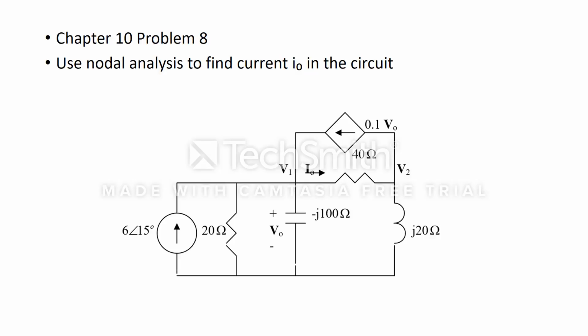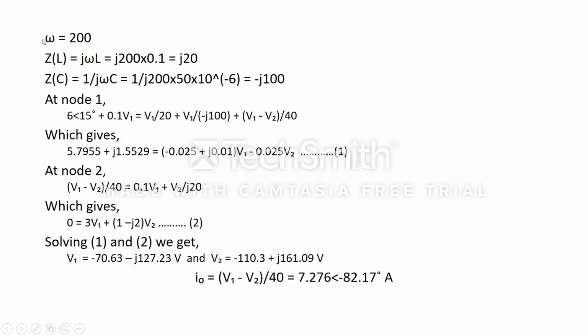Okay, moving on to the solution, where we get omega as 200 from the question, and the impedances, that is the inductive impedance and the capacitive impedance. The inductive impedance is given by j omega L, which is equal to j into 20, and the capacitive impedance, which is equal to 1 by j omega C, which is given by minus j into 100.